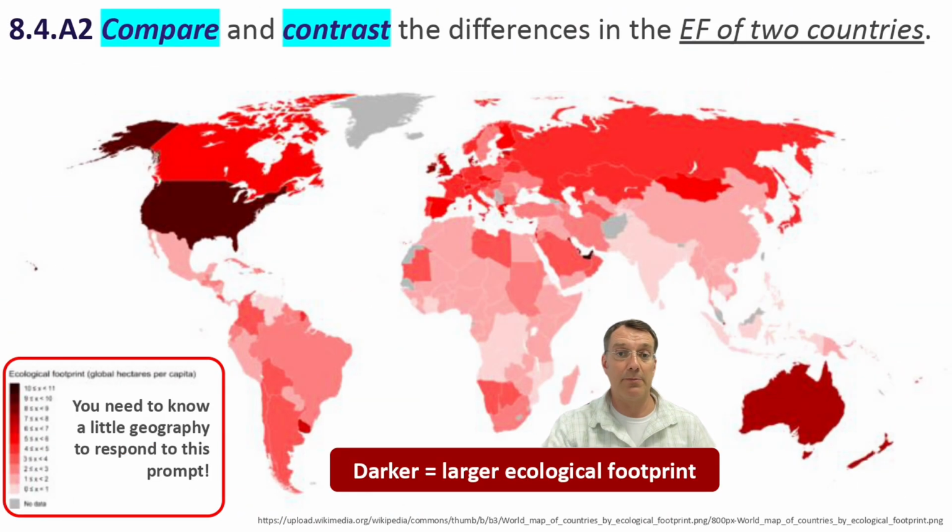This map shows ecological footprints by country, with darker colors indicating larger footprints. Notice how MEDCs generally have larger ecological footprints than LEDCs. This reflects differences in consumption patterns, industrial development, and lifestyle choices across different societies and economies.